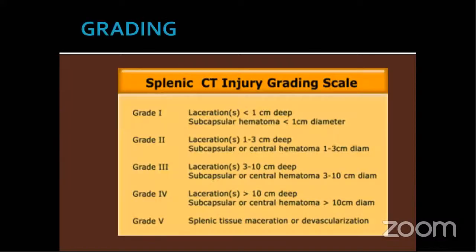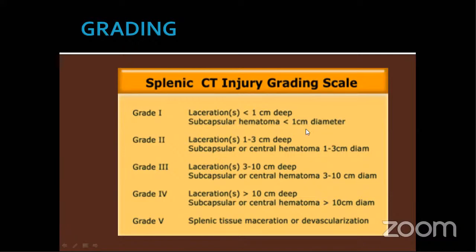So there is a grading system which is based on the CT scan. It can be very easily remembered by this rule: 1, 1 to 3, 3 to 10, more than 10. And grade 5 is very easy to remember. So 1, 1 to 3, 3 to 10, more than 10. Okay. Lacerations less than 1 centimeter deep, and subcapsular hematoma less than 1 centimeter in diameter.